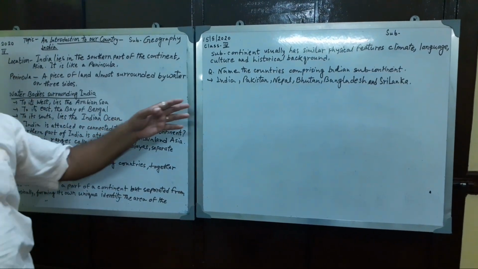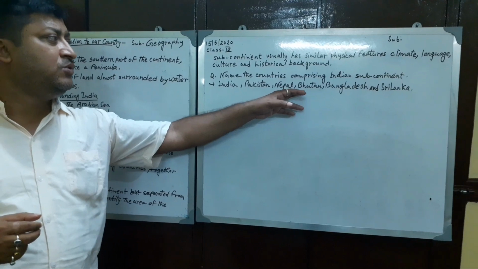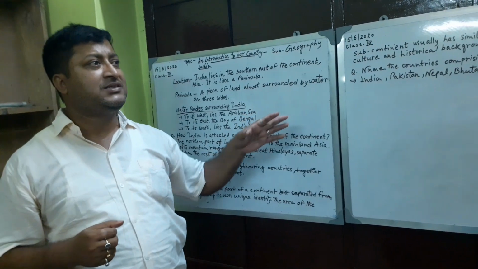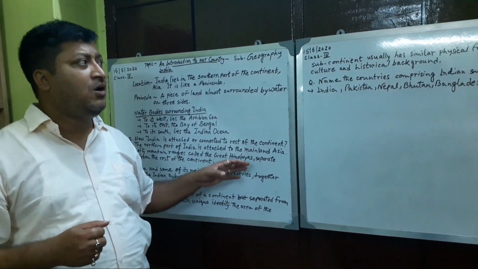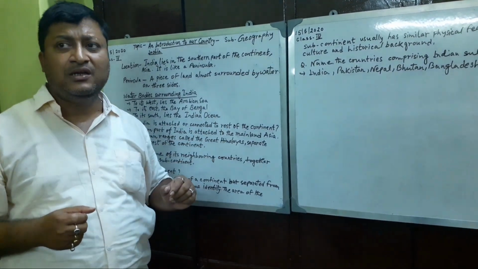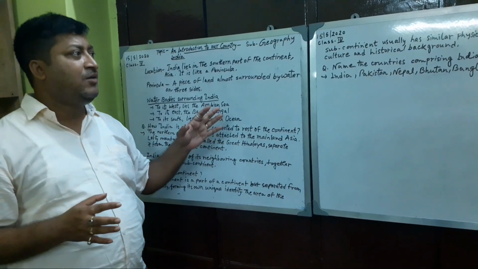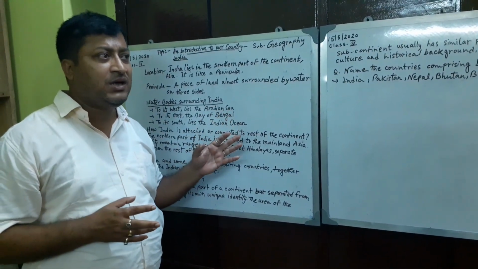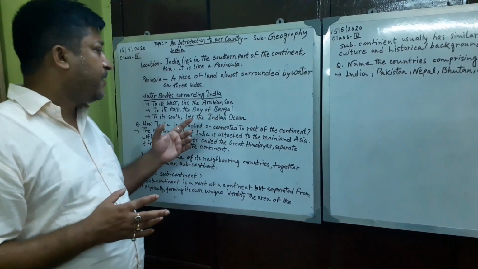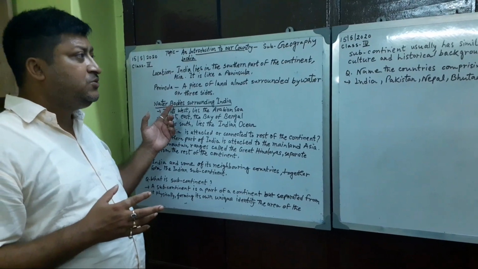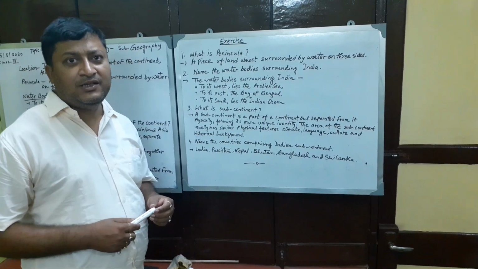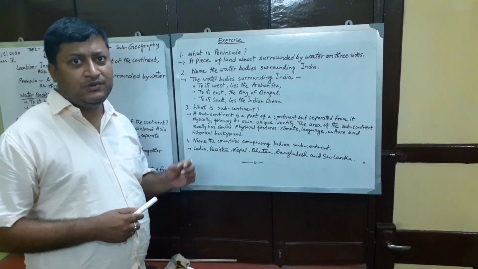Now, which of these countries? India, Pakistan, Nepal, Bhutan, Bangladesh and Sri Lanka. These are the countries which have the same physical features, climate, language and historical background. So you got the idea about the Indian subcontinent, where it is located, what kind of land India is, and which water bodies surround India. Students, you got the idea of what I taught you today.